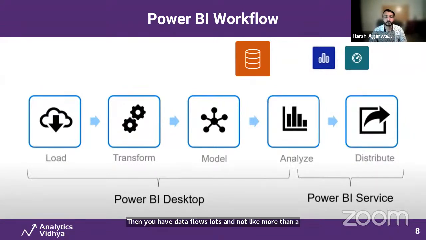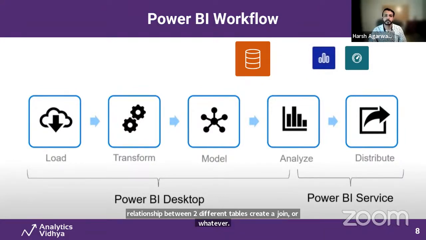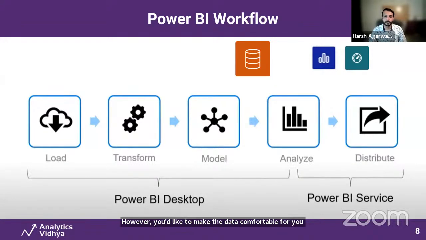To give you a gist of what can be done where, this workflow can help you understand. If you would like to do some extraction, load the data into the desktop, then you would like to do some transformation. Let's say you have two columns, first name and last name, and you would like to see them in one single column, which is just full name, or whatever it is. Or maybe you would like to split some of the complex calculations, or aggregate some of the columns, or whatever you want to do. That kind of transformation you can do in the desktop layer. And if you would like to do some modeling, let's say multi-dimensional or single dimensional, you would like to establish some relationship between two different tables and create a join, however you'd like to make the data comfortable for you to do the analysis, you can make use of that feature.